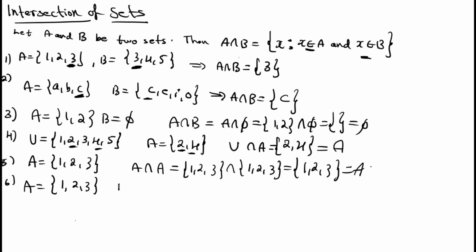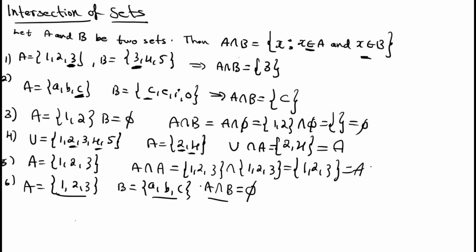and set B equal to a, b, c. The question is to find A intersection B. What are the common elements? Here there are numbers, here there are letters. Is there any common element? No, we can't find any common elements. So no elements: A intersection B is the set with no elements, that is equal to the empty set.